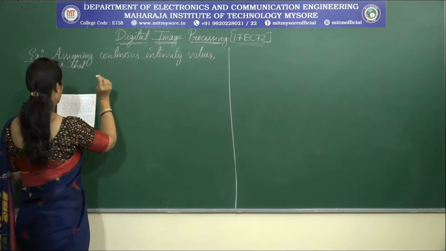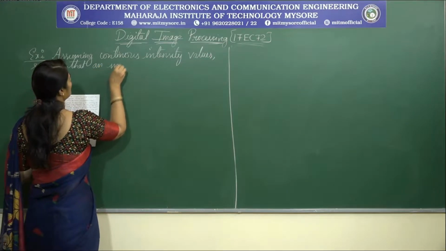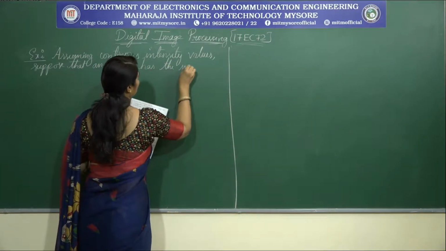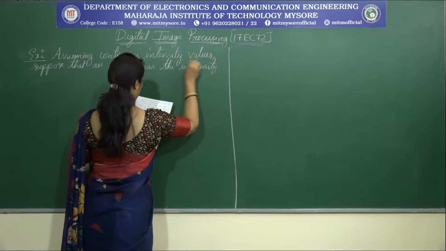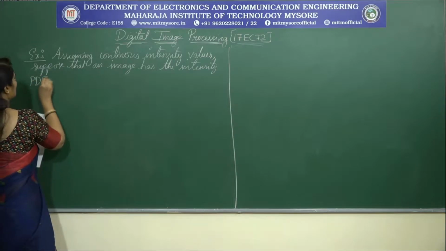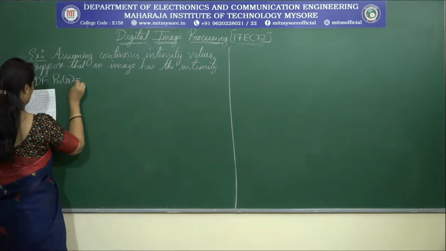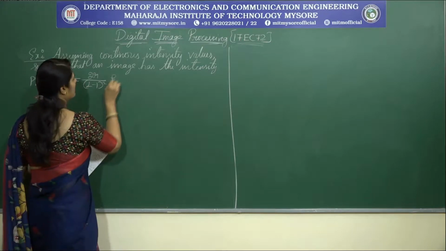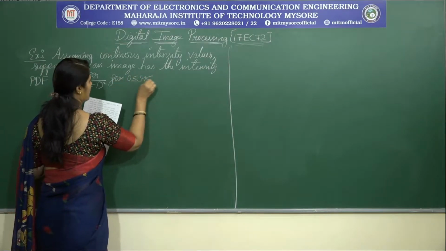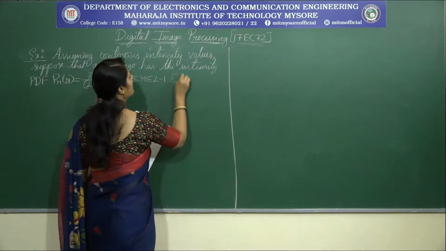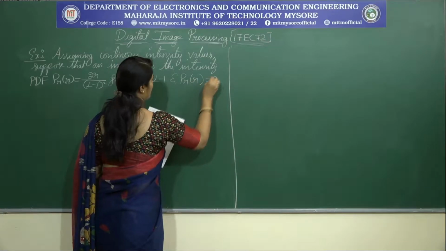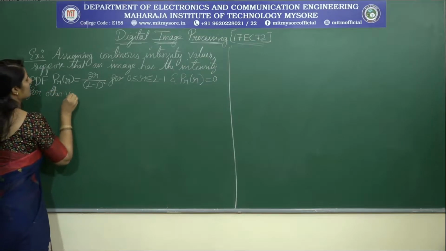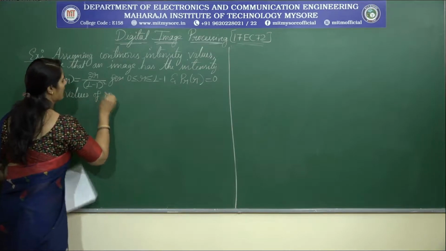Assuming continuous intensity values, suppose that an image has the intensity PDF PR of R, which is equal to 2R by L minus 1 whole square for R ranging from 0 to L minus 1, and PR of R is equal to 0 for other values of R.